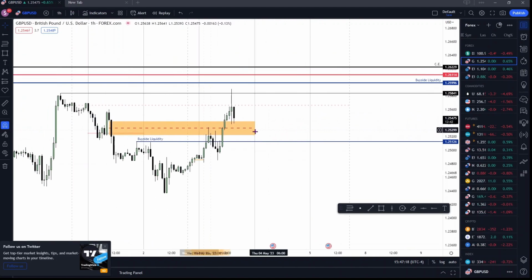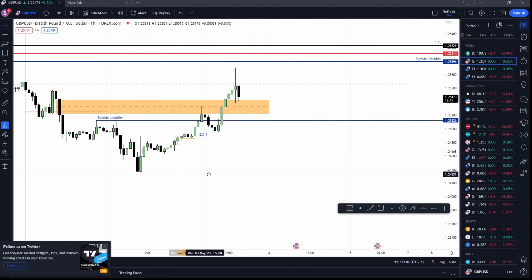I don't really want to see price trade much lower than the 50%. It can trade below the 50% level, but I don't want it to leave this area here. I want it to remain within here, collect some buy orders, and then move higher tomorrow and take out this stop here.